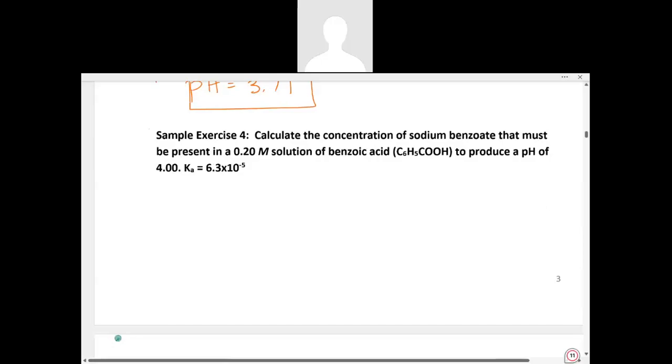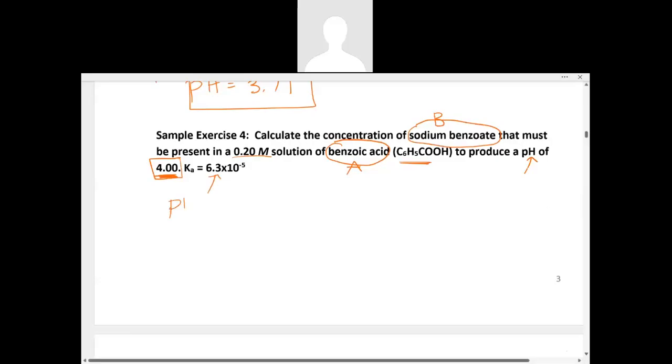All right, let's take a look now at this second sample exercise for a buffer system. We're asked to calculate the concentration of sodium benzoate that must be present in a 0.2 molar solution of benzoic acid. So this is my acid, and this must be my base. Here's the formula of the acid. To create a pH, we're given a pH of 4.0, so this is our pH value here. And we're also given Ka.